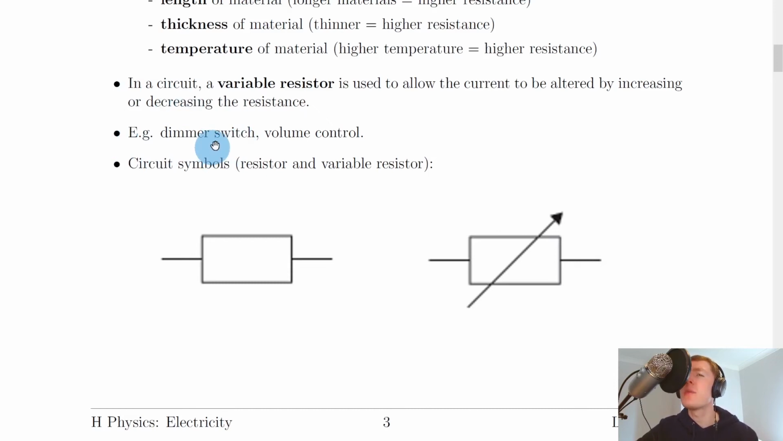For example, a dimmer switch for lights is a variable resistor that can be used to change the brightness of the lights. We also have a volume control, for example, on speakers or a stereo system, where you can increase or decrease the current flow to change the volume of the sound that you hear. And there's many other examples, such as a thermostat to control your heating and the temperature controls on a hairdryer.